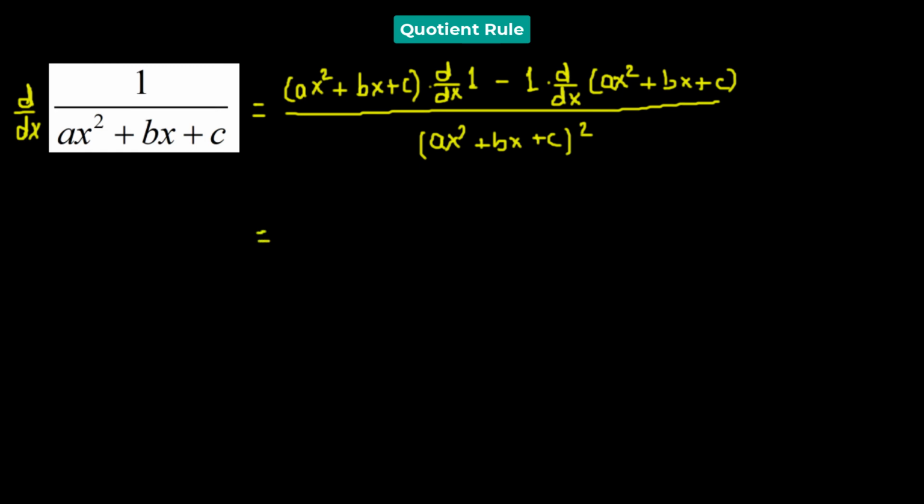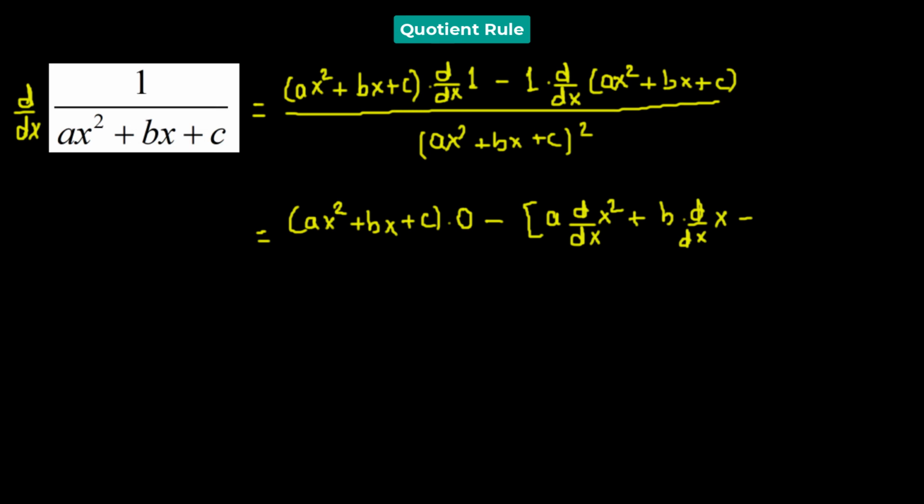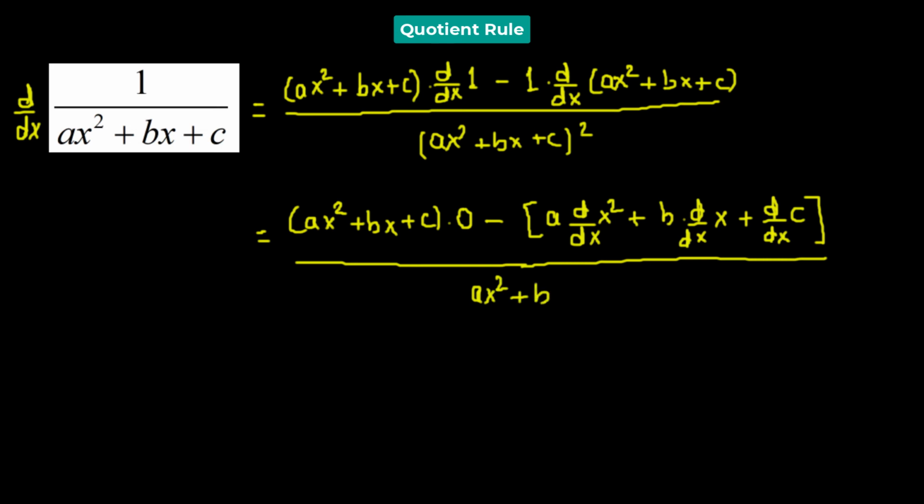That will be equals to ax squared plus bx plus c. Now we have the derivative of the constant 1, so that will be 0, minus 1 times the derivative of ax squared, so a is a constant, so we have pulled it out of the derivative. We have a times the derivative of x squared plus b times derivative of x plus derivative of the constant coefficient c, whole divided by ax squared plus bx plus c whole squared.